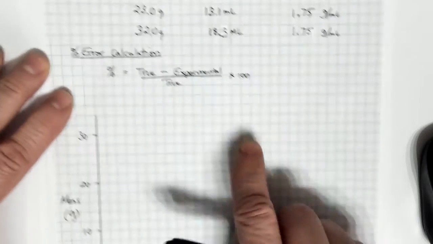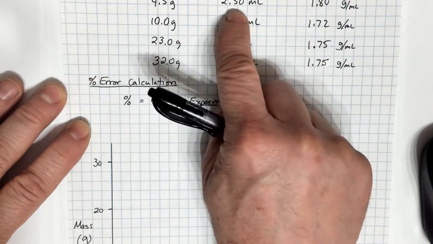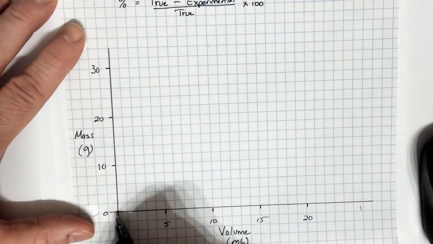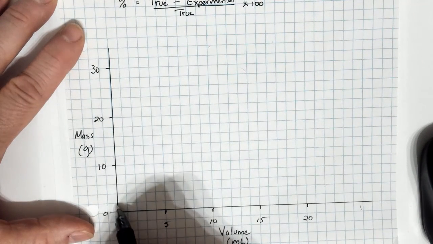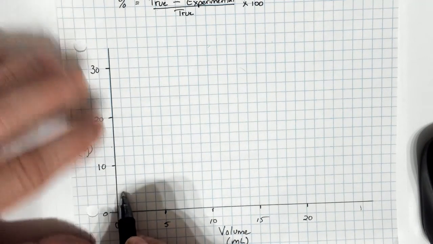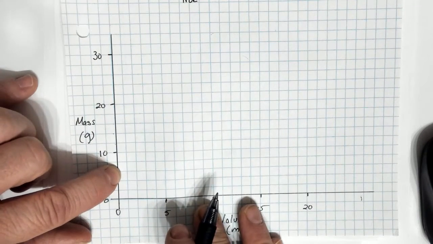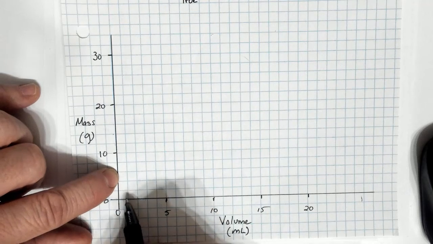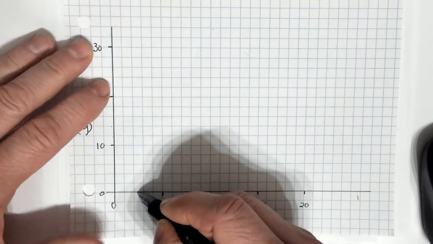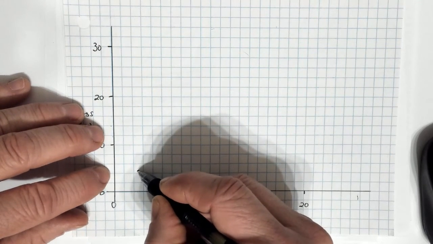So let's plot our dots. Here we're going to plot 4.5 on the mass axis and 2.5 on the volume axis. So 4.5: 2, 4, here's 5 right there, so 4.5 is just a little bit down. And then on the volume axis, I want to go over to 2.5. So here's 1, 2, here's 2.5. And then that 4.5 would be roughly about right there.